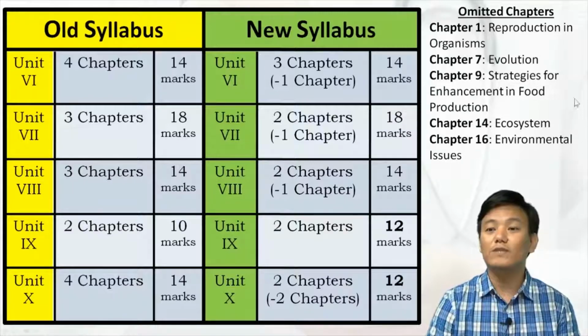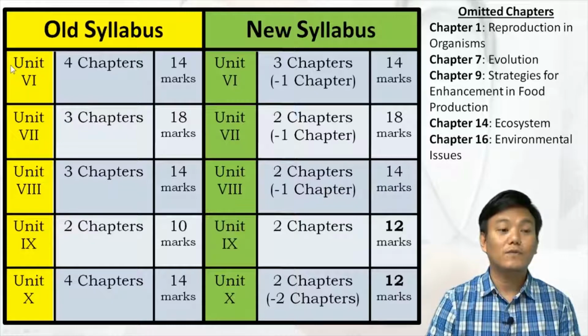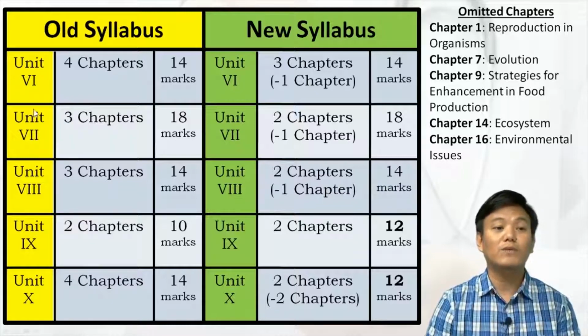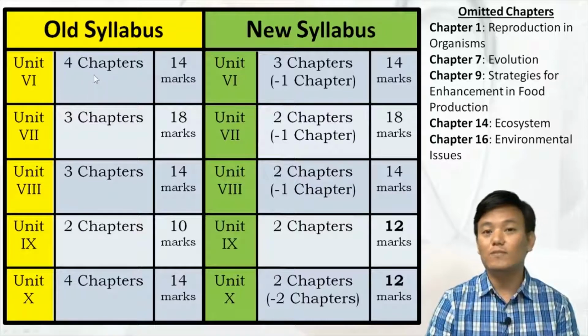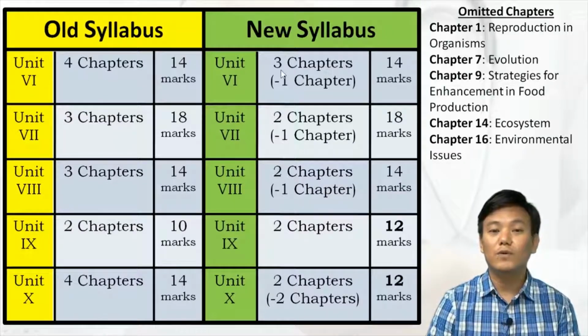I have given the list of chapters over here, and if I break down where all these changes have happened, let us go unit by unit. If you look at unit number 6, that is reproduction, earlier there were 4 chapters. Now there will be only 3 chapters. 1 chapter has been removed. That chapter is chapter number 1, reproduction in organisms. But the marks allocated for that unit remain the same.